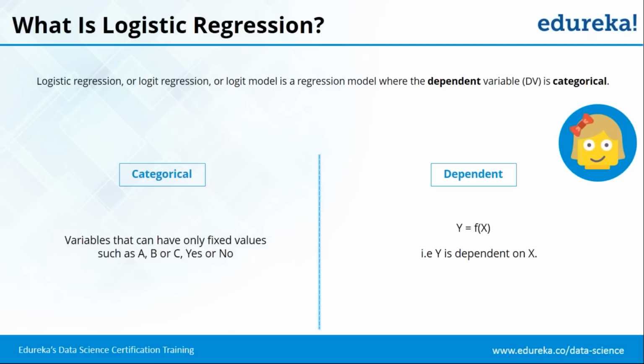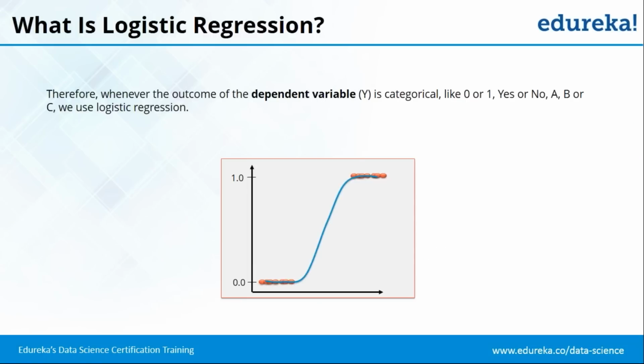Y cannot have its own value. Y will always have a value according to X, whatever relationship it shares with X. According to that relationship, it will take a value, right? So y is dependent on x. So whenever our dependent variable is categorical, we use logistic regression, and this is what logistic regression is all about.